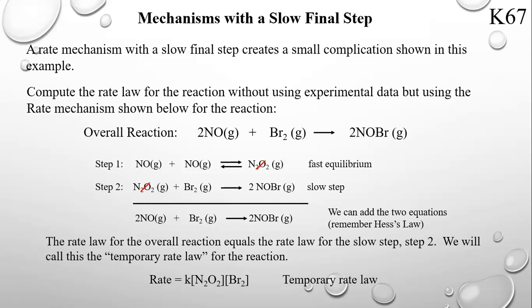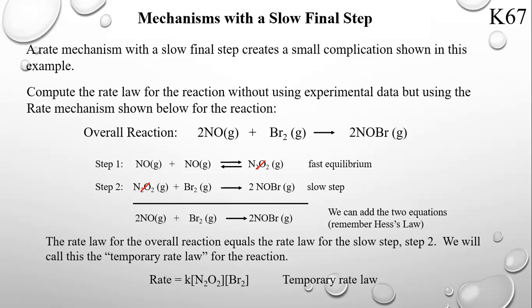So that's the rate law, but here's the problem. Look at that rate law. It has N2O2 in it. Look at the overall reaction up above. There's no N2O2 in that overall reaction. So that can't possibly be the rate law for the overall reaction. The overall reaction has to only have NO and Br2 in its rate law. So this seems to violate our rule that the slow step rate law is going to be the rate law for the overall reaction. Well, it doesn't. It's just we have to do some chemistry math manipulation to get it to do that.